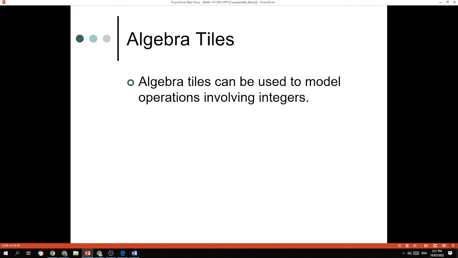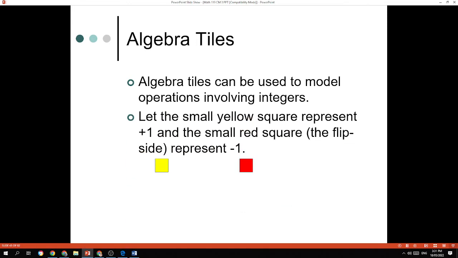Now, algebra tiles can be used to model operations involving integers, just like the colored counters we had last time. So we will start first with how to use algebra tiles with the operations of integers, which is totally connected, the same format as what we had last meeting. So let the small yellow square represent positive 1, and the small red square represent negative 1.